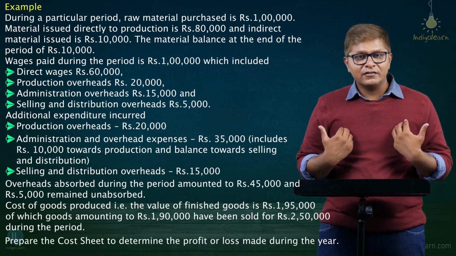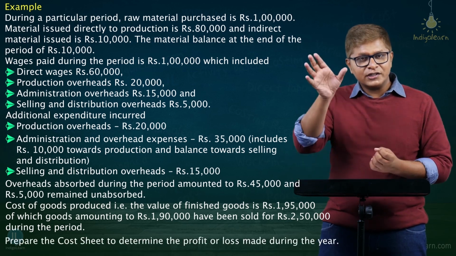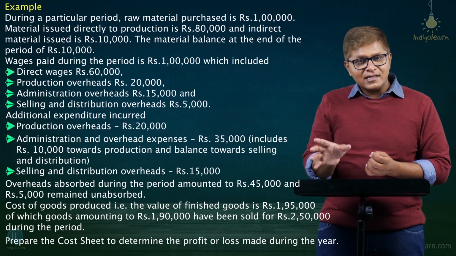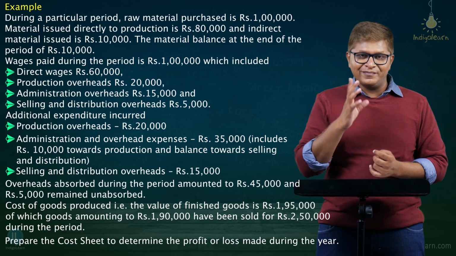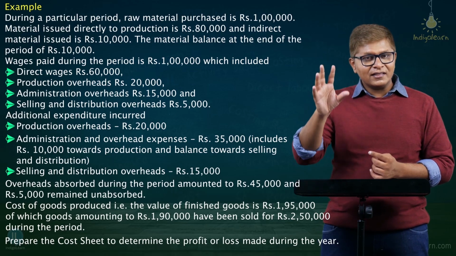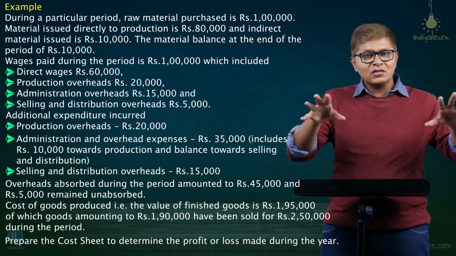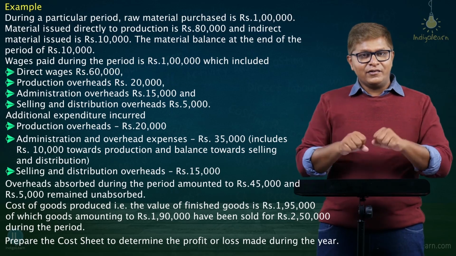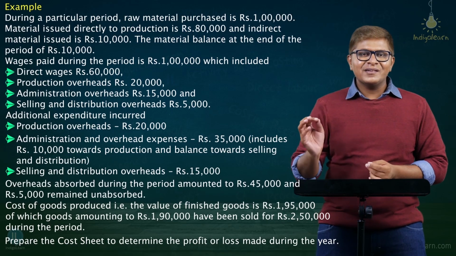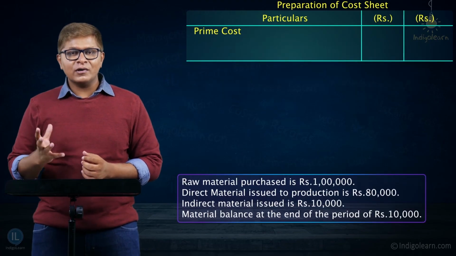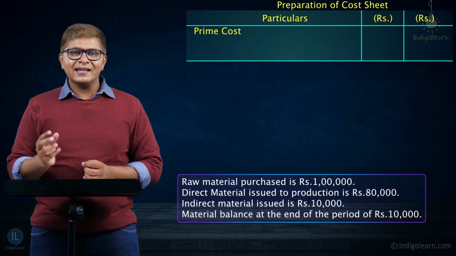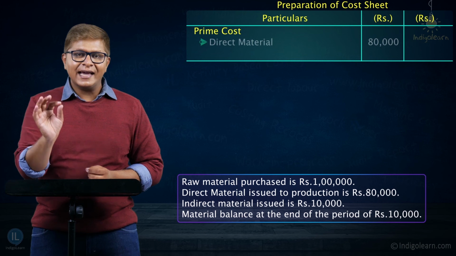Now our objective is to first prepare a cost sheet which is going to summarize the entire transactions and help us understand what is the profit or loss that we have made, and then we will try to reflect the cost sheet in the books of accounts so that it becomes understandable for everyone. So friends, let's start with the preparation of the cost sheet. In the cost sheet, the first thing that we do is calculate the prime cost. Let us indicate the direct material. How much direct material we have issued to production? The material issued to production is 80,000.